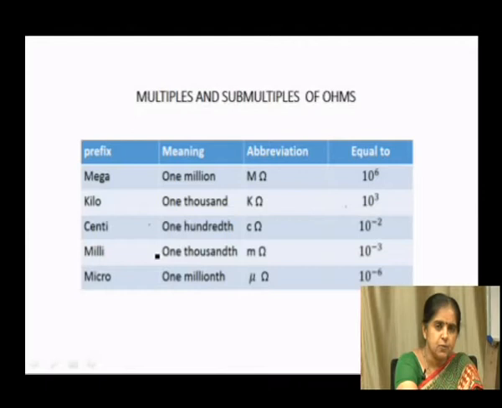Next one is milli ohm. 1 milli ohm is 1/1000th of an ohm. The abbreviation used is small m, milli ohms, and 1 milli ohm is equal to 10 to the power of minus 3 ohms or 1 divided by 1000 ohms. This is a smaller unit, or submultiple, of ohm. Next one is micro ohm. A micro ohm is 1 millionth of 1 ohm, and it is equal to 10 to the power of minus 6 ohms. So these are the multiples and submultiples of ohms which are used to represent the magnitude of resistance for either higher resistance or lower resistance.